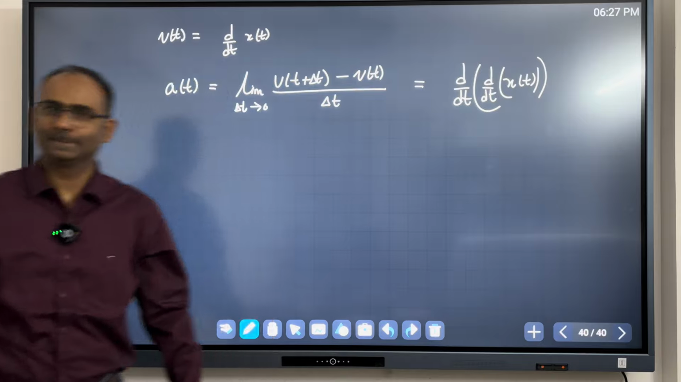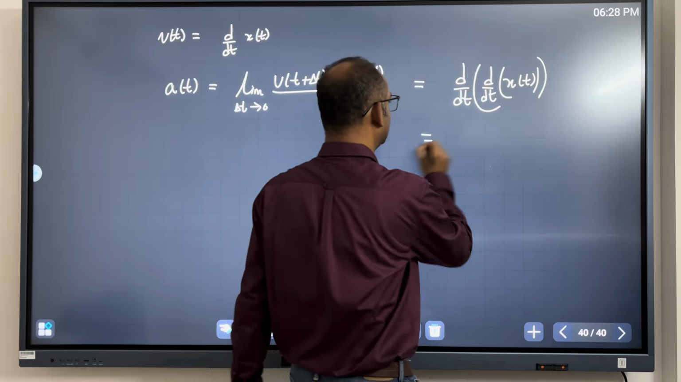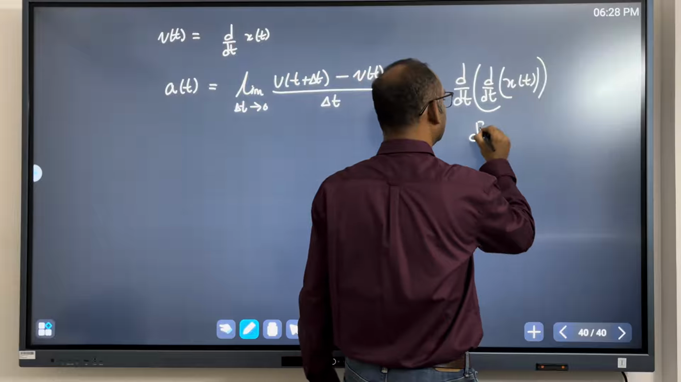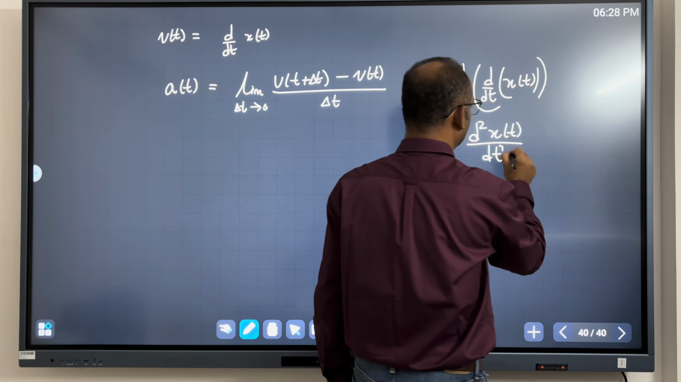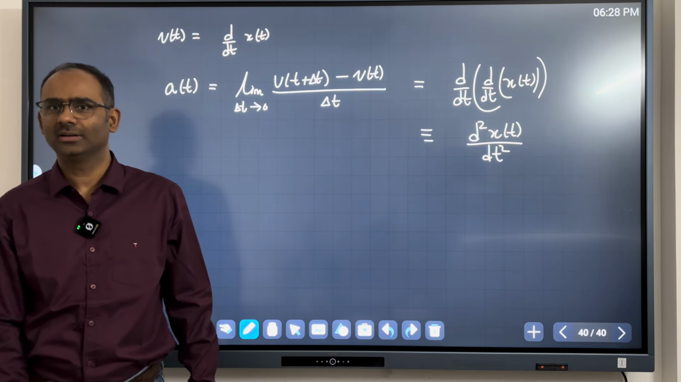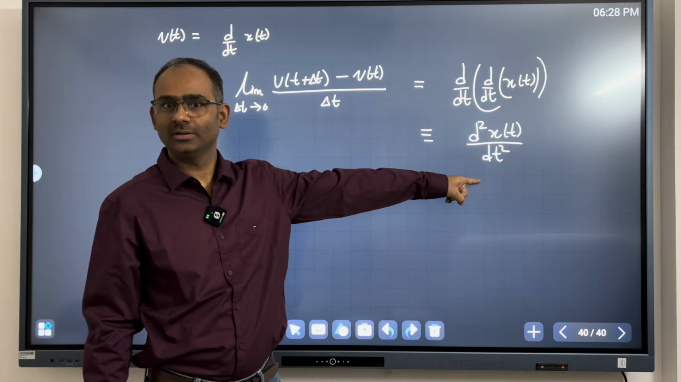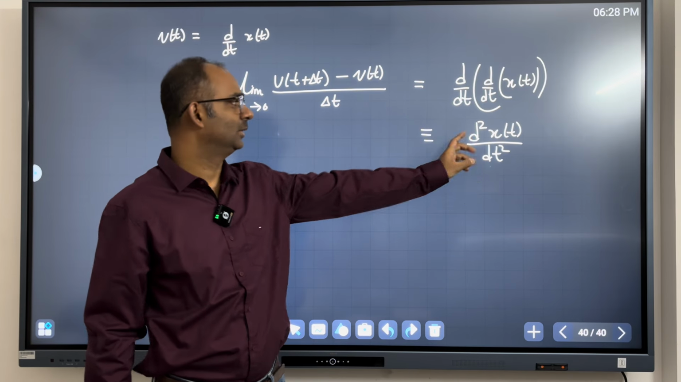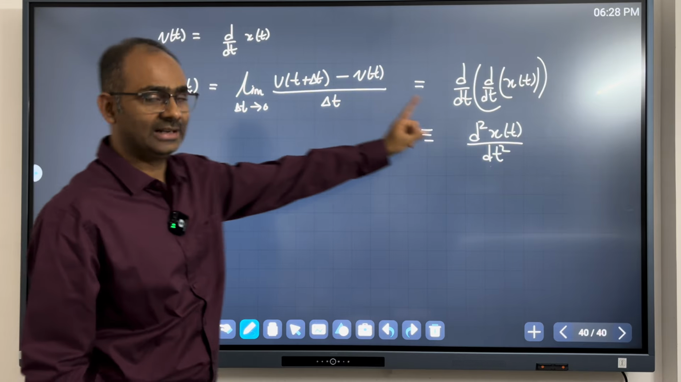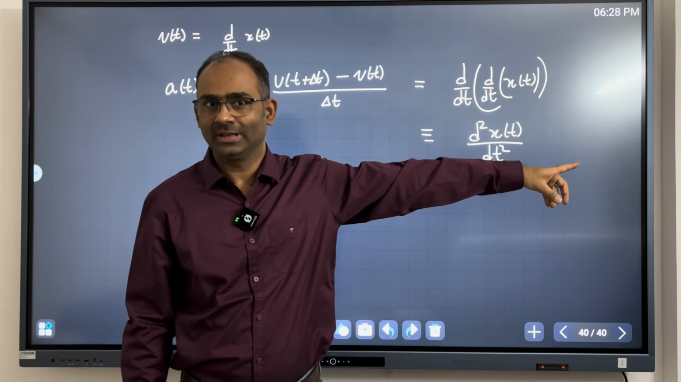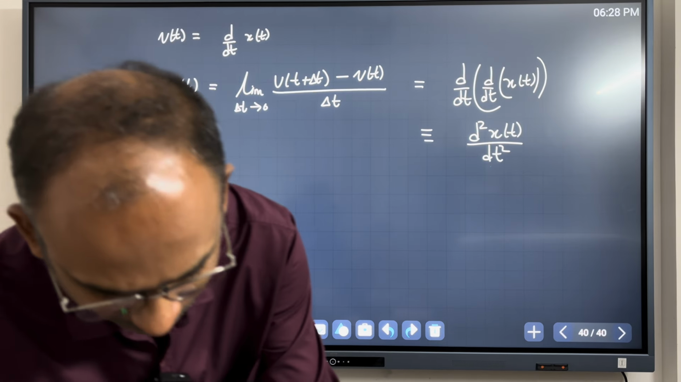Agreed? That's the second derivative, or we have also been calling this as, I hope I introduced this notation. Did I introduce this notation? Are you sure? Yes, you did. Okay, if I did, very nice. So what's acceleration? Acceleration is the second derivative of position as a function of time. Okay, good.